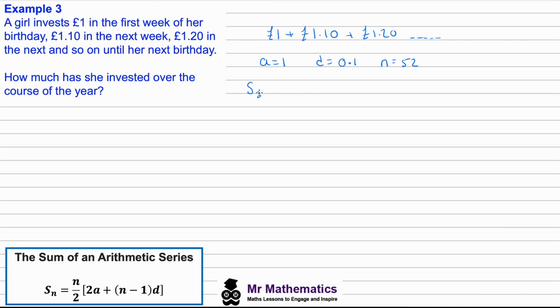So the sum of the first 52 terms will be 52 divided by 2 multiplied by 2a, so 2, plus n minus 1, 51, lots of 0.1. We can simplify this 52 over 2 as 26. This will become 5.1 added to 2, 7.2. So in total, she would have saved £184.60. Okay, let's try one more question.